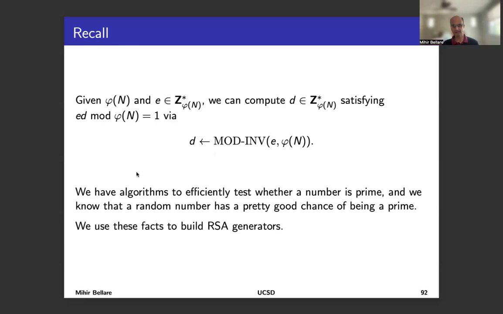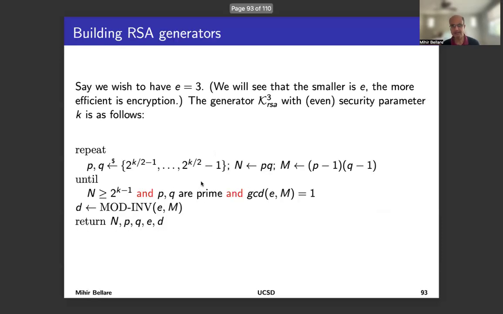The other things we've learned, which we will again exploit, are that there are efficient ways to test primality, and we know that random numbers have a pretty good chance of being a prime. And with all that, we can at least give an example of some sort of RSA generator, just so that we know what they look like. And if you feel like implementing one, you have at least one option.